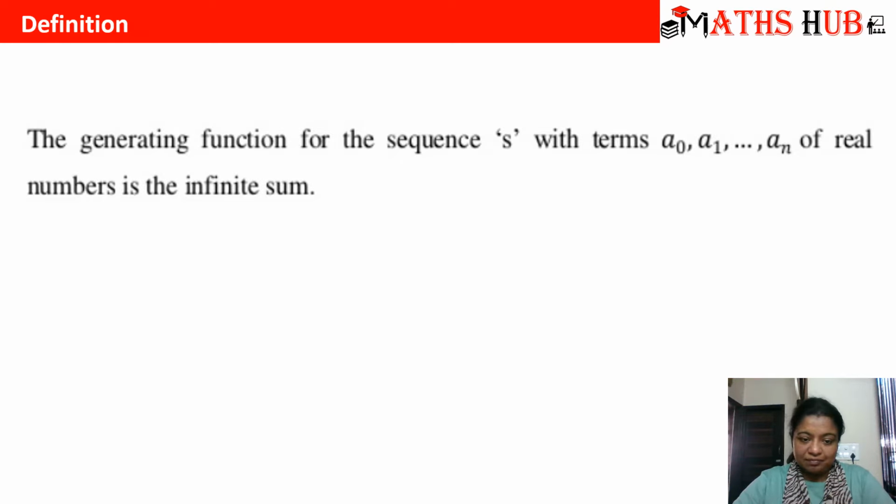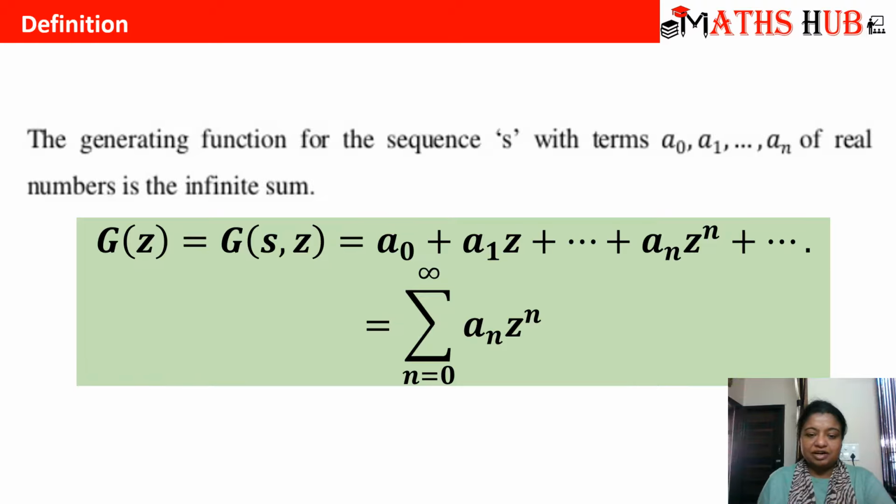an infinite sum. That means the generating function is denoted as g of s comma z, where it is an infinite sum of the terms of the sequence, that is a0 plus a1z plus a2 z square plus so on up till an zn, and the sum is going till infinity. So in the summation form, we can write it as n going from 0 to infinity, an z raised to power n. Right? So this is the definition of a generating function.